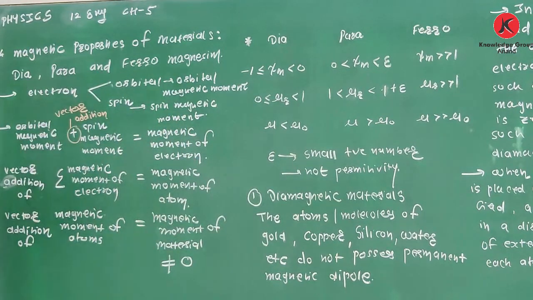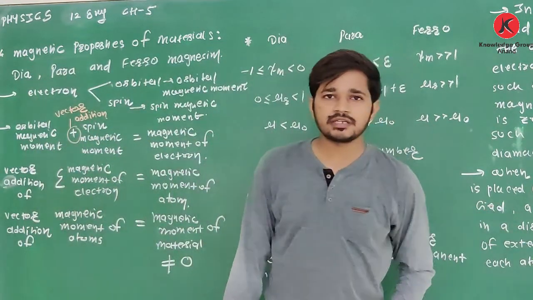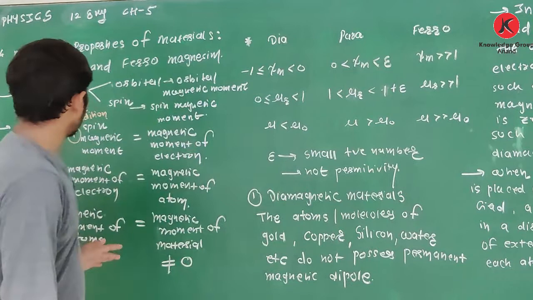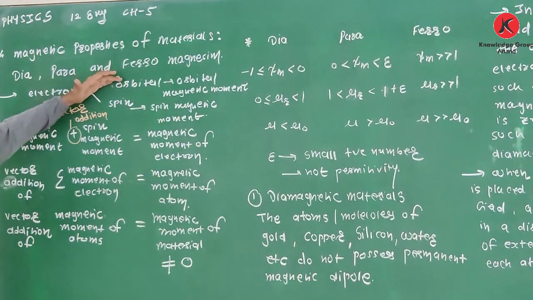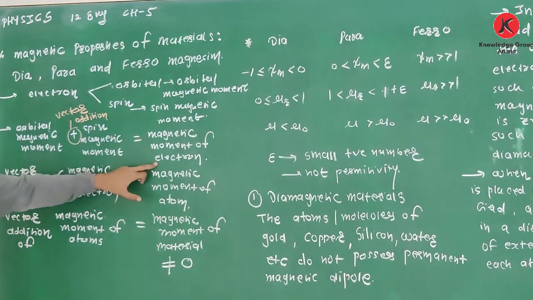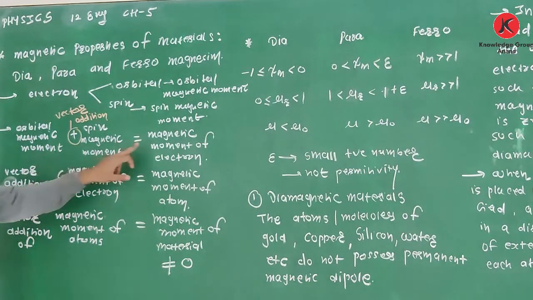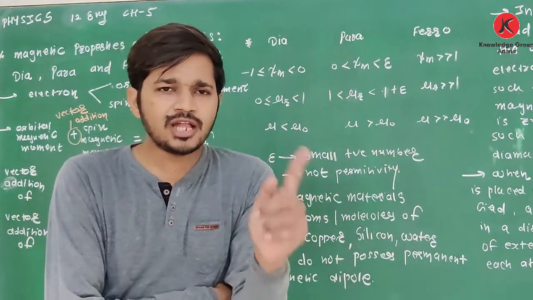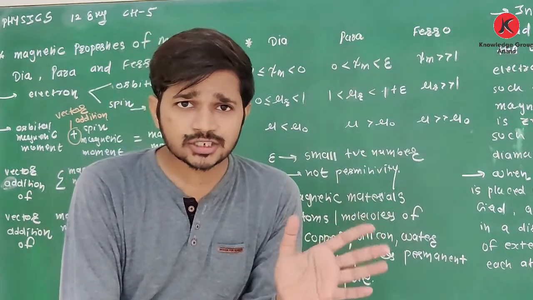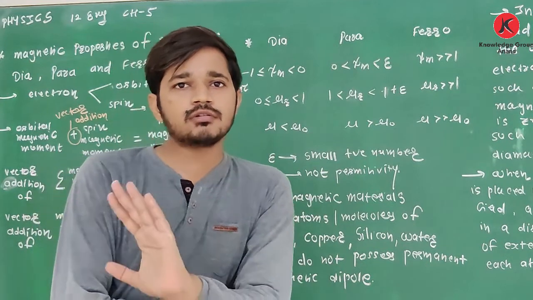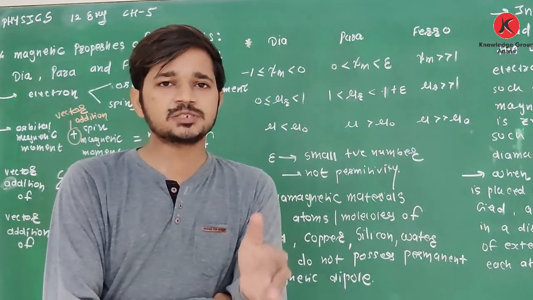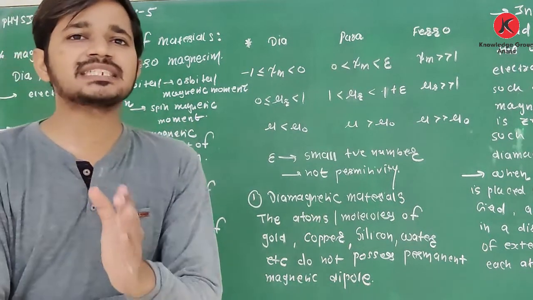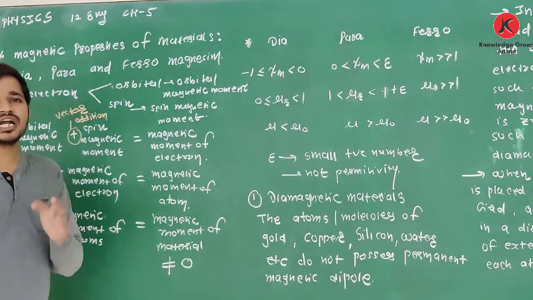Starting with diamagnetic materials. Here we have the electron's orbital magnetic moment and spin magnetic moment. If their addition is 0, the magnetic moment of one electron is 0, then of another electron obviously 0, and then of the material obviously 0. So total magnetic moment becomes 0. Such materials, in which the orbital motion of electrons and their spins are such that the magnetic moment becomes 0, are called diamagnetic materials.